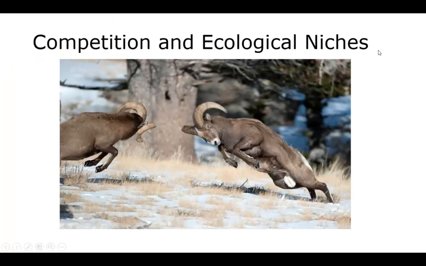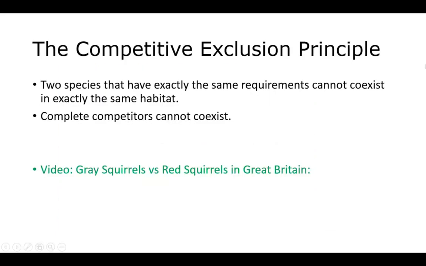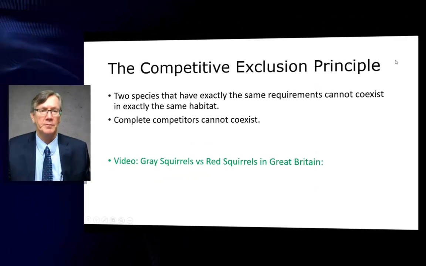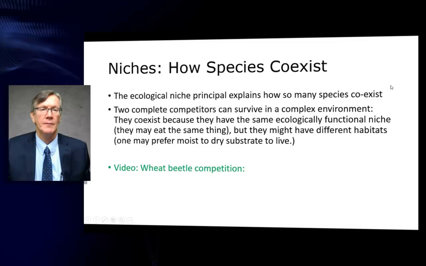Competition in ecological niches. In this example, we have bighorn sheep that are fighting during a rut. Usually these types of fights are to control a harem of females. The competitive exclusion principle: two species that have exactly the same requirements cannot coexist in exactly the same habitat. In other words, complete competitors cannot coexist. One example is the gray squirrels and red squirrels in Great Britain. Gray squirrels were introduced.